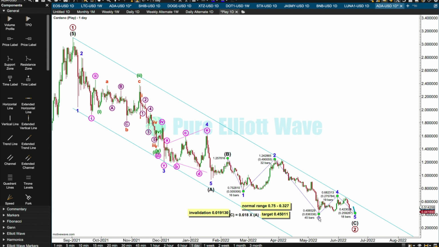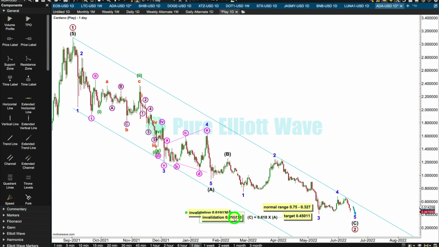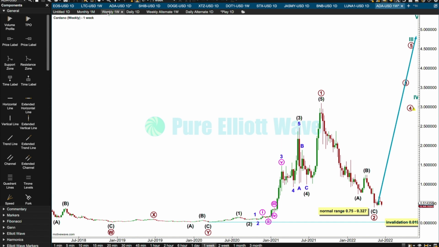0.406529. Not bad so far. Do I think the low's in? It's within normal range, and the invalidation point is 0.0191. What's my bigger picture wave count for Cardano?